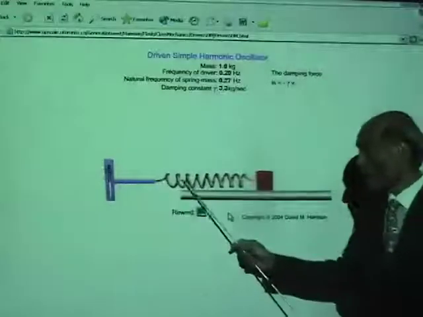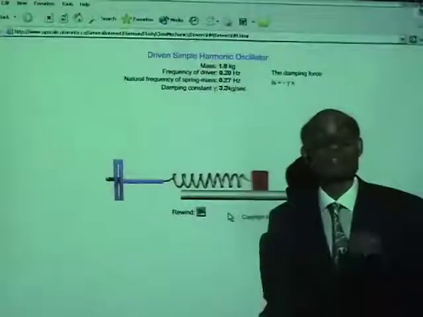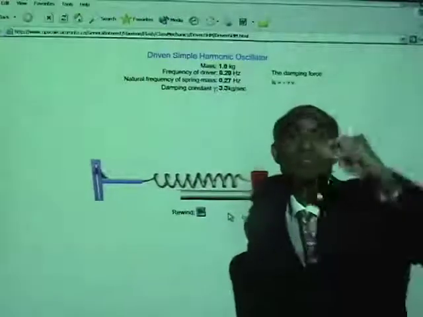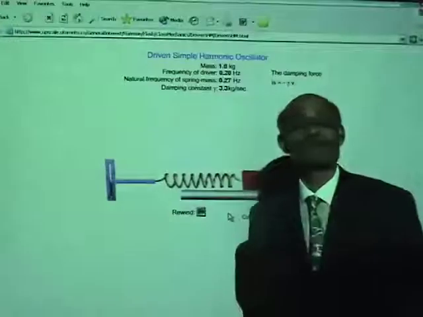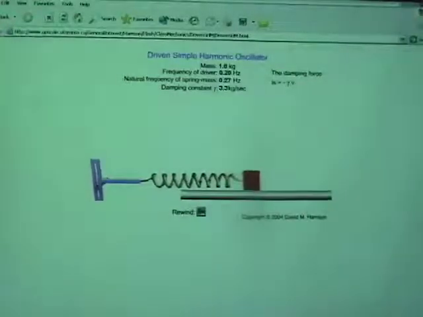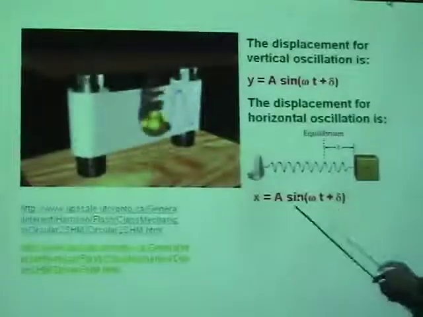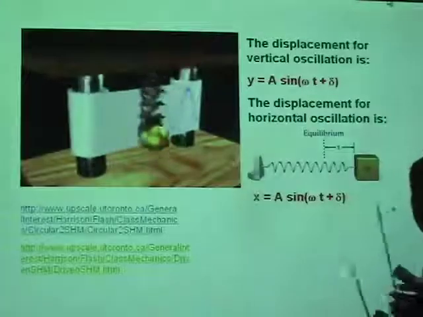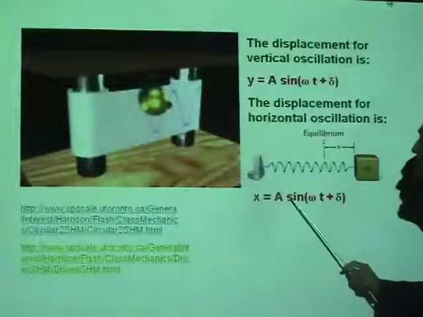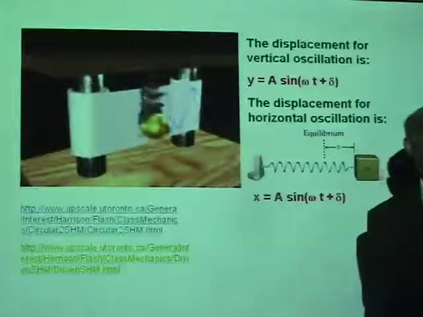So you can have a horizontal oscillation or vertical oscillation. Depending on whether the displacement is vertical or horizontal, we will use x or y to represent that. So what will be the equation for that oscillation? For a horizontal oscillation, x equal to a sine omega t plus delta.